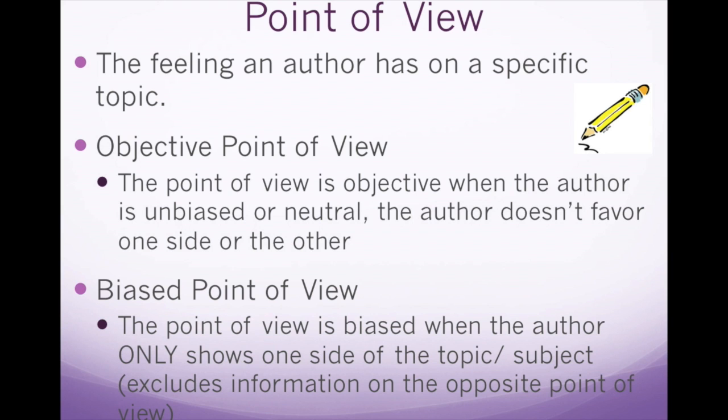A biased point of view, and I'm going to talk about more specific kinds of biased point of view. So this is one, but I think I might like you to be a little bit more specific. A biased point of view is when the author only shows one side of the topic and excludes information on the opposite point of view.